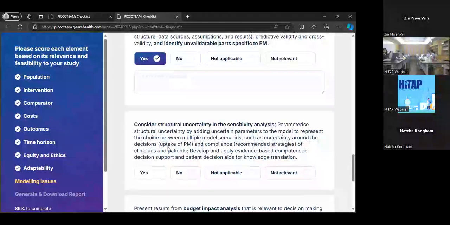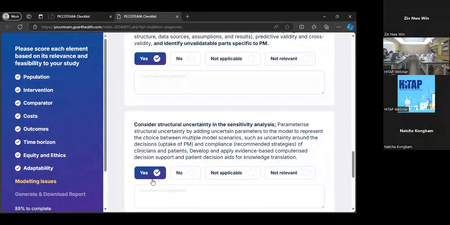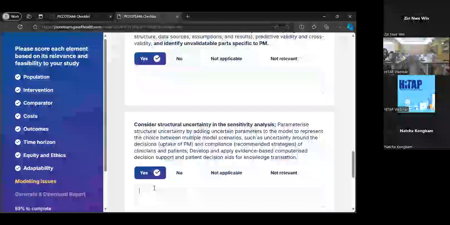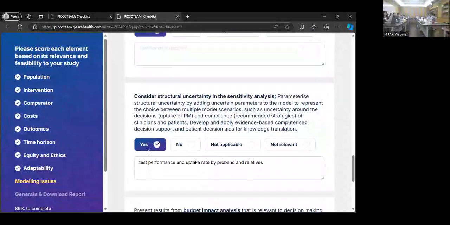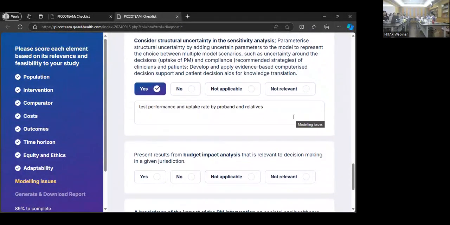And as I mentioned, we need to consider structural uncertainty and parameterize it alongside the clinical pathway, which we did for the FH care study. We considered test performance and uptake rate by proband and relatives. And we also considered incidental findings. We will discuss incidental findings in the discussion.